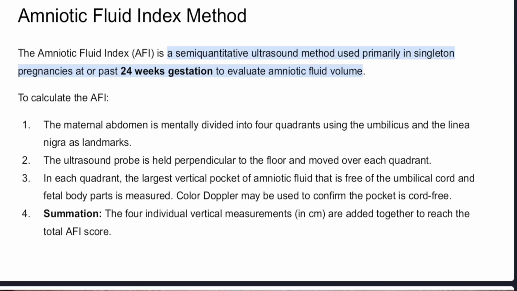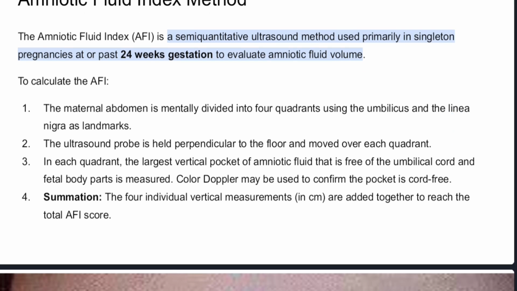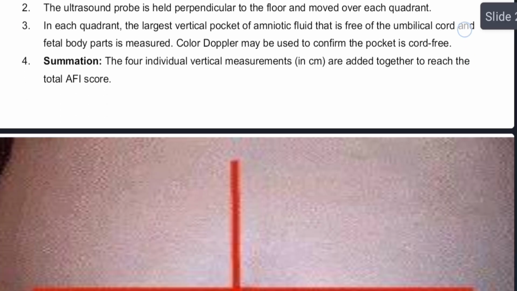Now, the ultrasound probe is held perpendicular to the floor and moved over each quadrant. In each quadrant, the largest vertical pocket of amniotic fluid that is free of umbilical cord and fetal body parts is measured. Now, color Doppler may be used to confirm the pocket is cord-free. The 4 individual vertical measurements are then added together to reach the amniotic fluid index score.